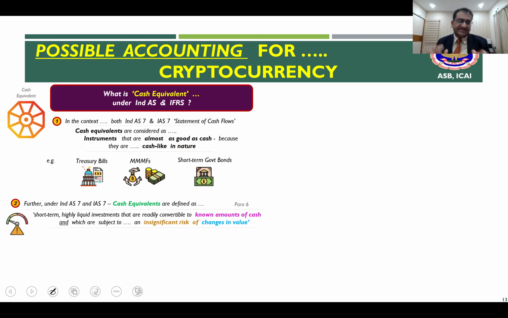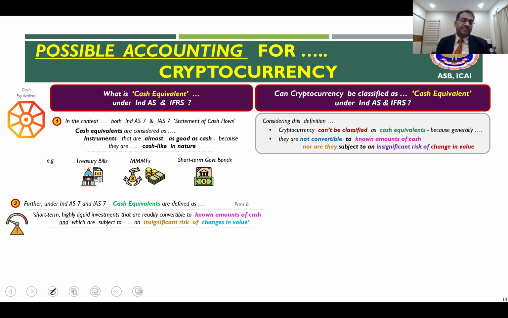Now, if you look at this attribute or the definition of cash equivalent, we need to judge and determine whether Bitcoin or cryptocurrency can be called cash equivalent. Let us see on the right hand side. Considering this definition, again, cryptocurrency cannot be classified as cash equivalent. Why so? Because they are not convertible to known amounts of cash. You may get cash if somebody is willing to give you cash in exchange of those. But they are not convertible into the known amounts of cash, nor are they subject to insignificant risk of value changes.